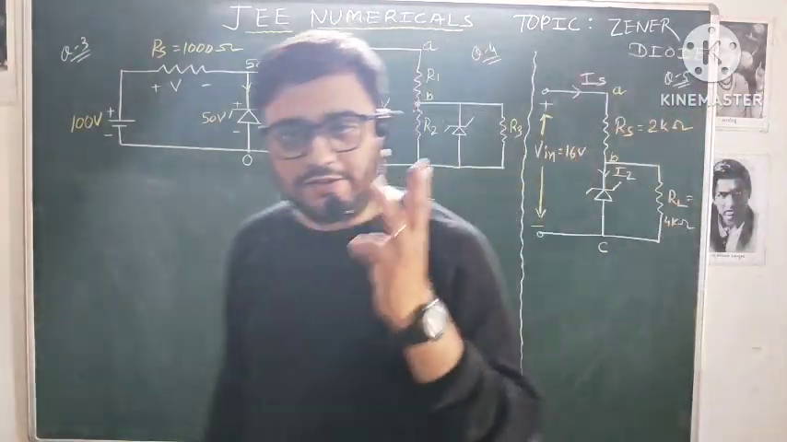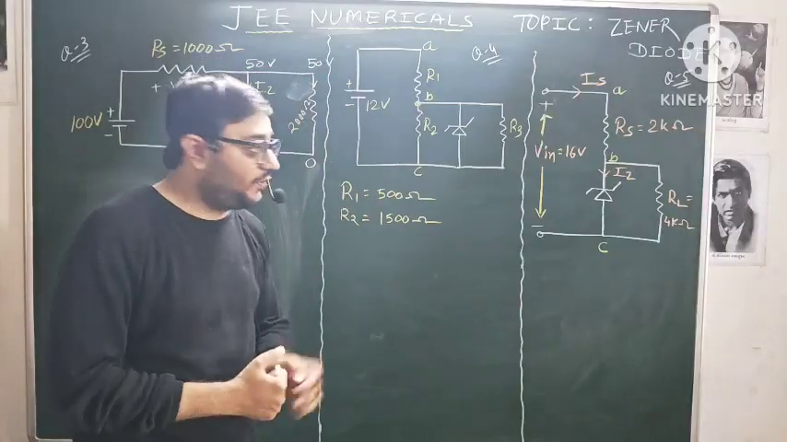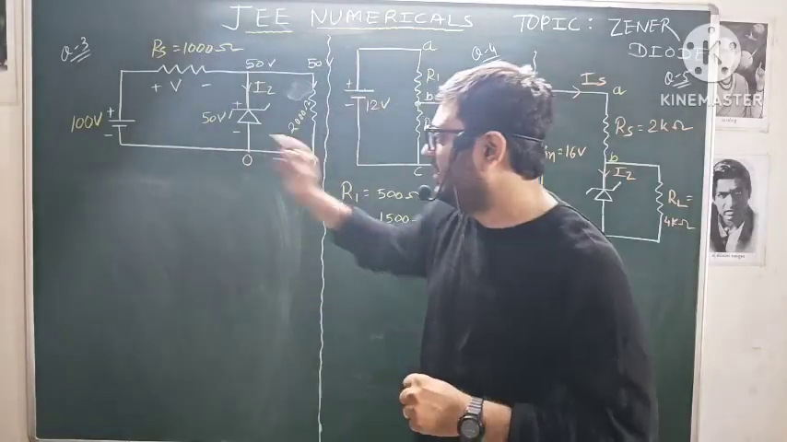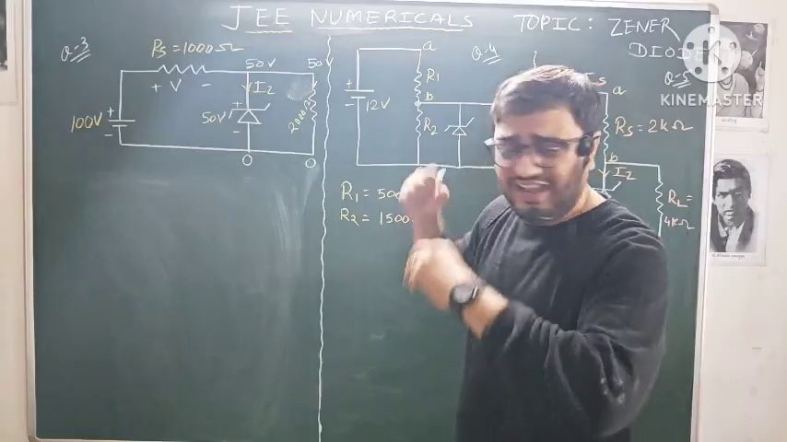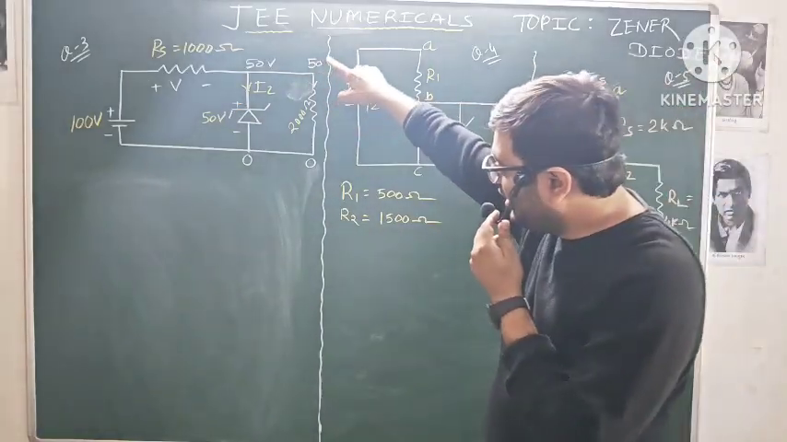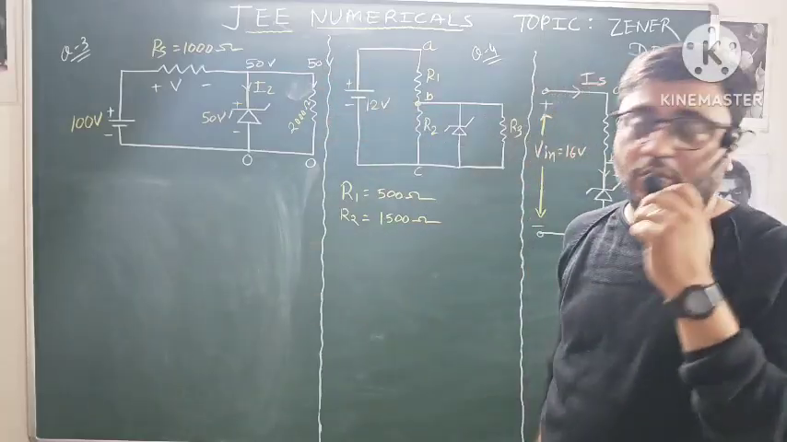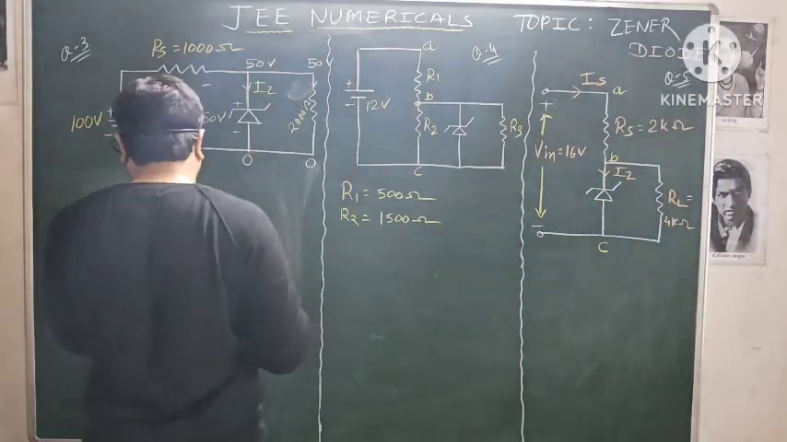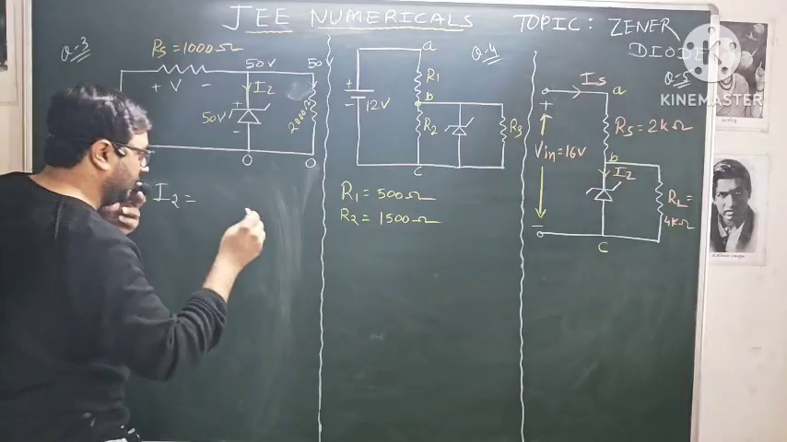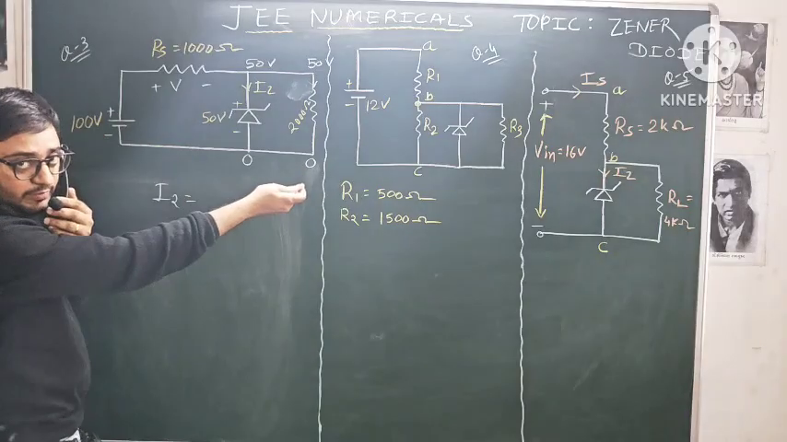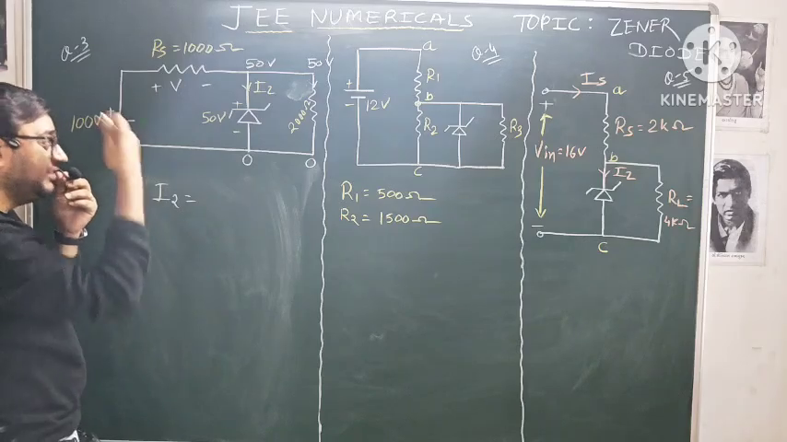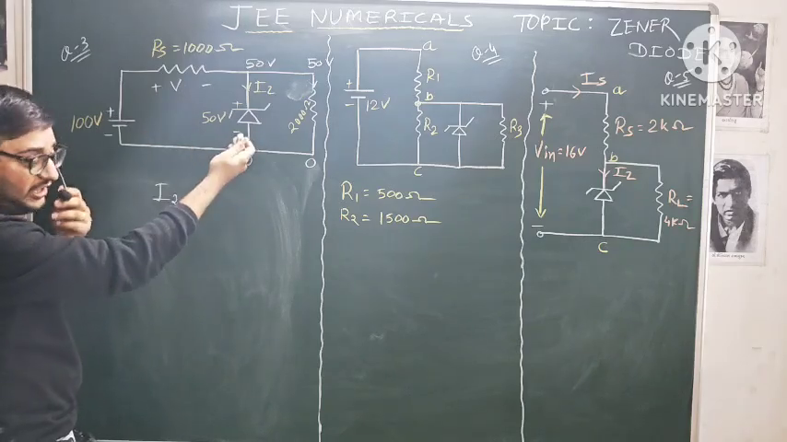Okay, next, another example that you have been given from the same topic, Zener diode. We need to find out the current which is passing through the Zener diode. Again we can apply the same methodology. First of all, we need to find out the current which is passing through the 2000 ohm resistance. Let us start. Suppose I2 is passing through the 2000 ohm resistance, and at ground the potential will be 0, and at top it is 50 volt, which is nothing but the voltage of the Zener diode.